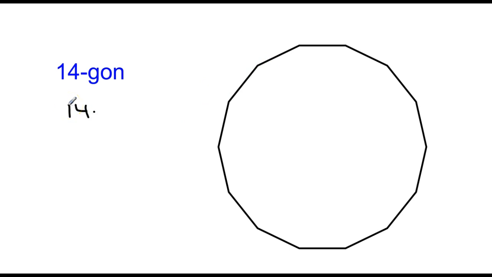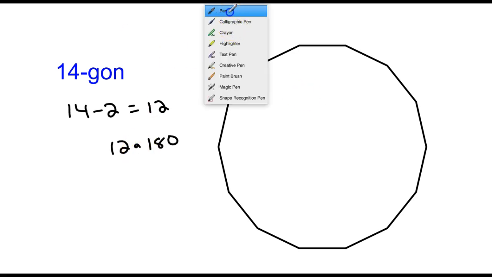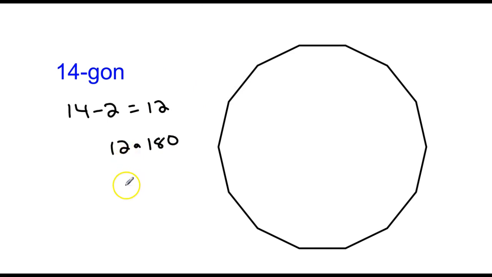You're going to say 14 minus 2. That gives you 12. And then you're going to take 12 times 180. And then whatever that answer is, is the sum of all those angles. Let me see if I can grab my calculator. I don't have one handy. Let's see. So punching that out, what I got was 2160.